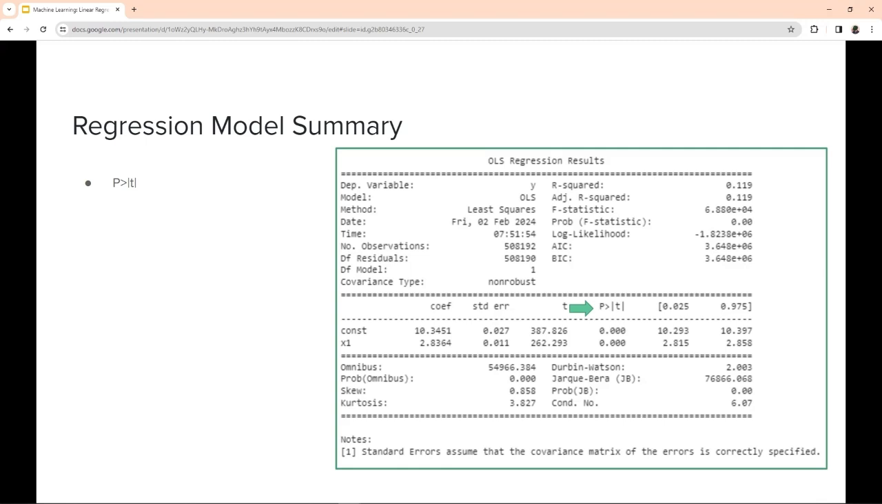And as you can see, we have a probability of 0, so therefore there is a linear relationship here in this scenario. Very small.